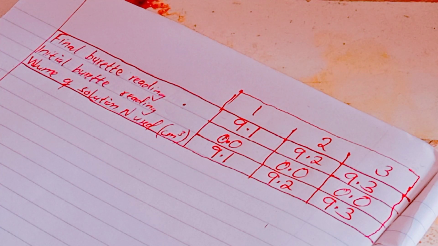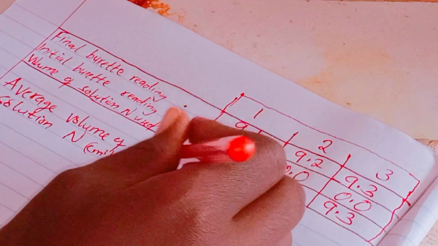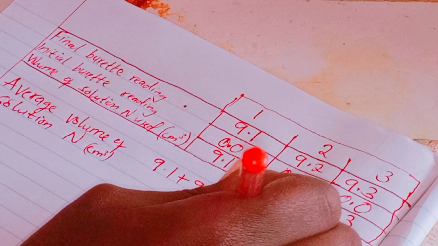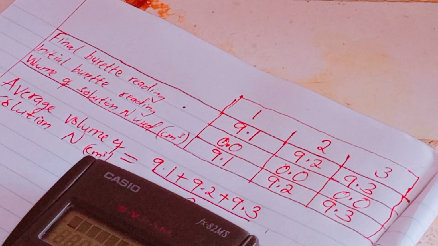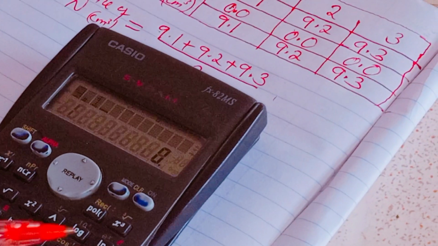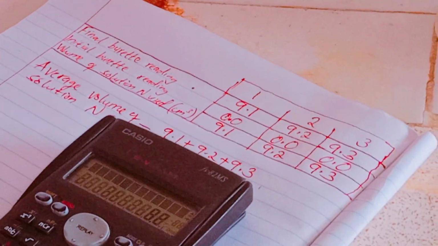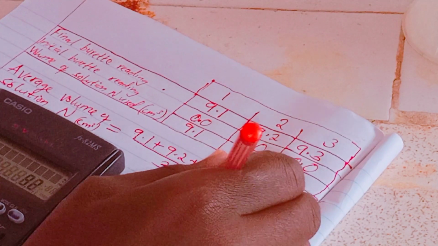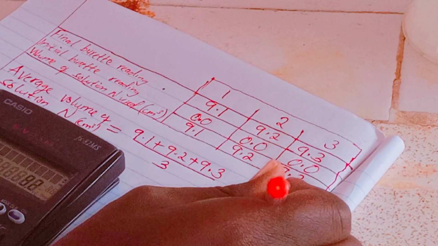Now the next question: calculate the average volume of solution N used. If you want to get the average, you add all the three values. That is 9.1 plus 9.2 plus 9.3 divided by 3. That's very good. So the average volume becomes 9.2. Don't forget the unit, it is volume, so it will be 9.2 cubic centimeter.